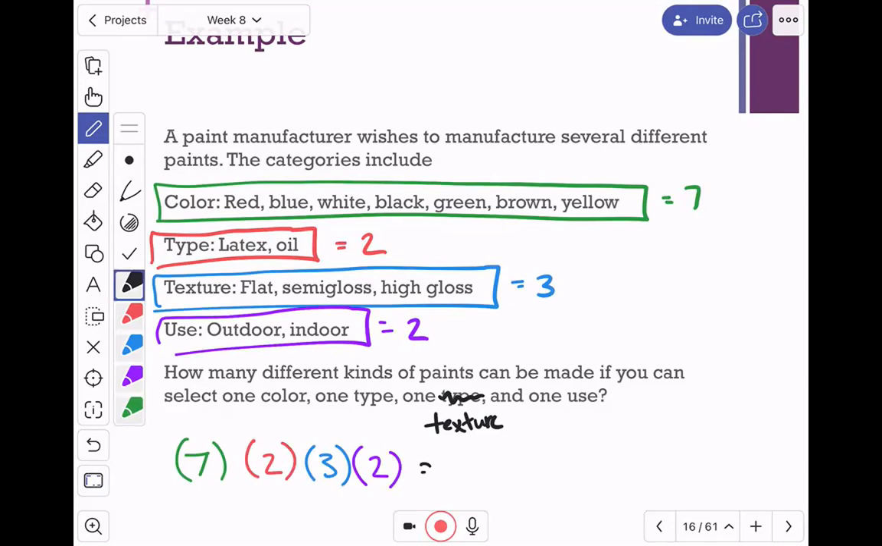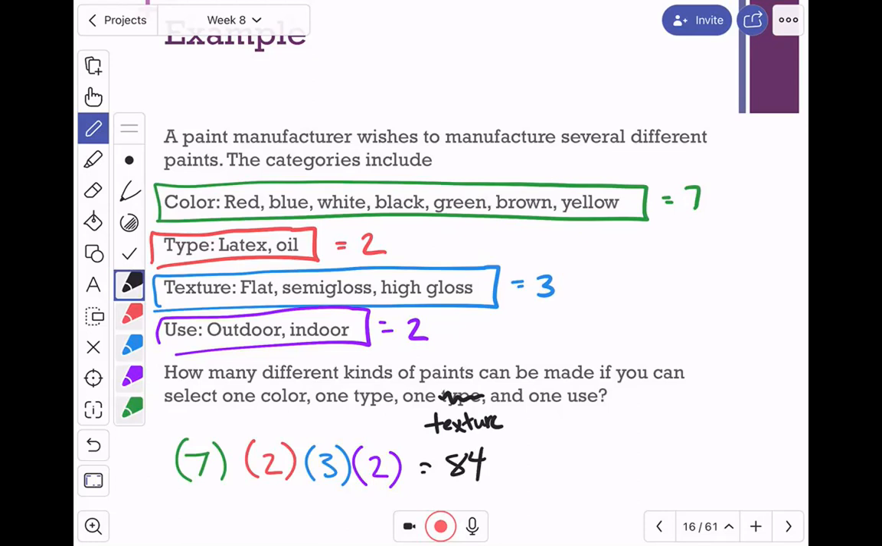Right? This seems too easy. When's the curveball coming? So 7 times 2 times 3 times 2, what's it equal to? 84. That's just 84 different ways, or 84 different types of paints you can make.